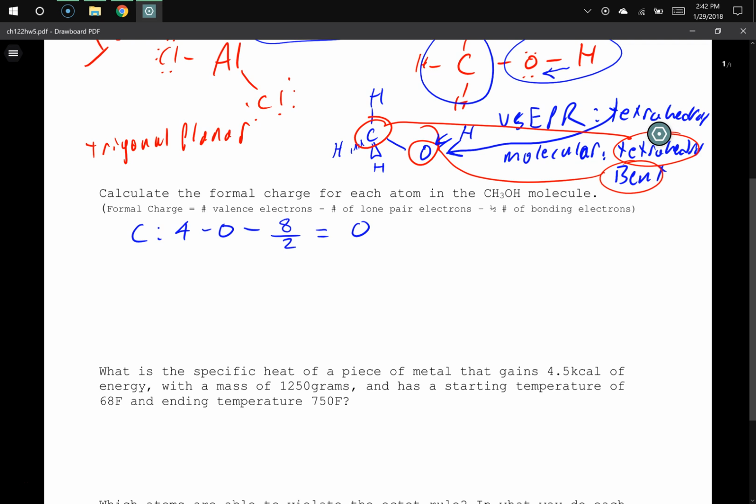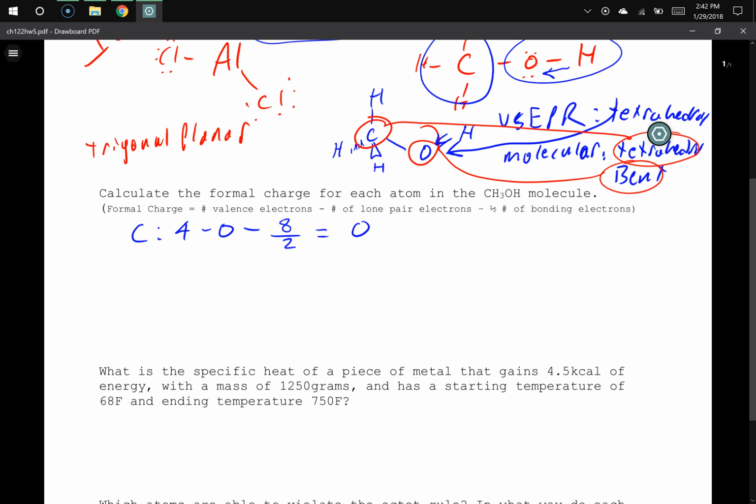Each of those bonds is 2 electrons. So there's 4 bonds, so that's 8 electrons. Half of that, 4, then we get 0. Good? Yep, okay. I mean, can't we just be like 1, 2, 3, 4? There we go, 4. 4 what? 4 lines.